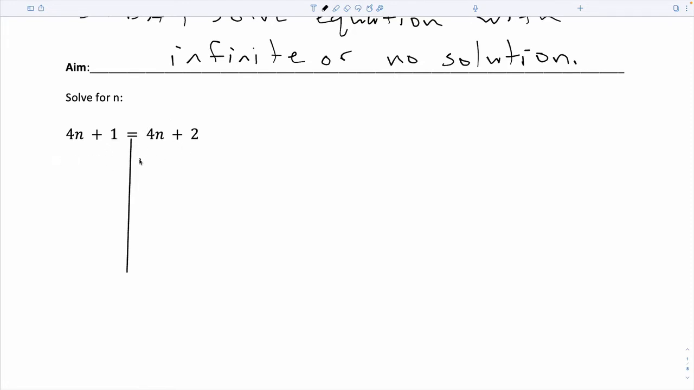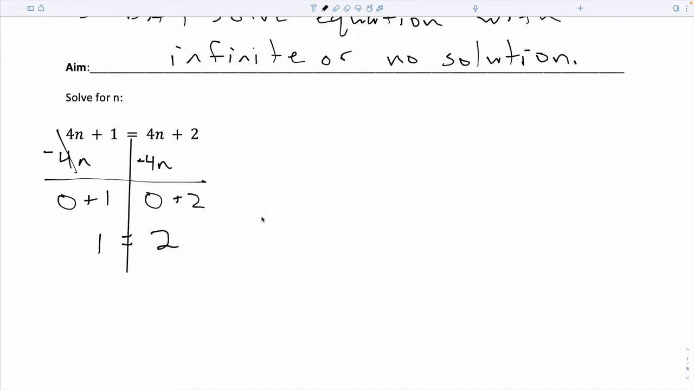Sure. From the left or the right side? 4n minus 4n is 0. Add the 1, add the 2. You get 1 equals 2. Something smells really weird about that problem.